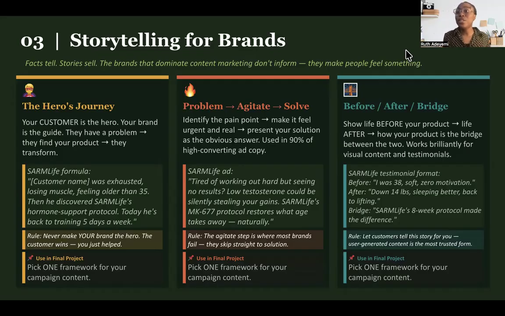So these are three different frameworks. You pick one for your marketing campaign, for your final project. Pick one, stick with it, and sell it beautifully. Regardless of whichever you use, I cannot wait to see the excellence that you deliver. Okay, I really look forward to it.